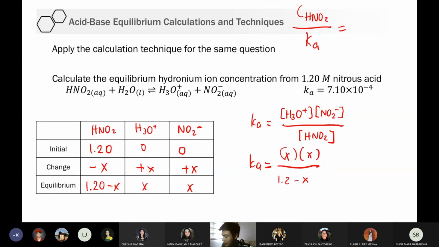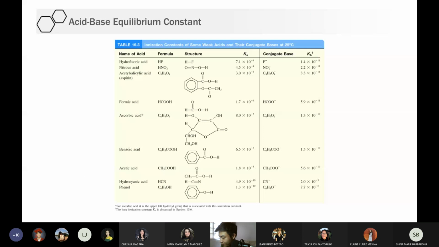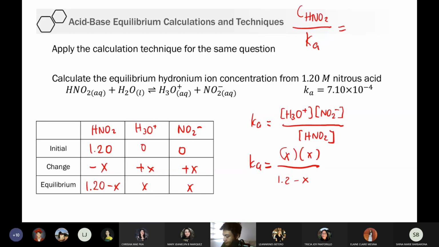By the way, may correction nga pala sa Ka value natin. Hanapin ko lang yung correct Ka value. That's 4.5 times 10 raised to negative 4. So, gawin natin. Let's divide the concentration by the K value and check if that is greater than 1,000. So, we have 1.2 molar for the concentration of the acid. Ka is 4.5 times 10 raised to negative 4.